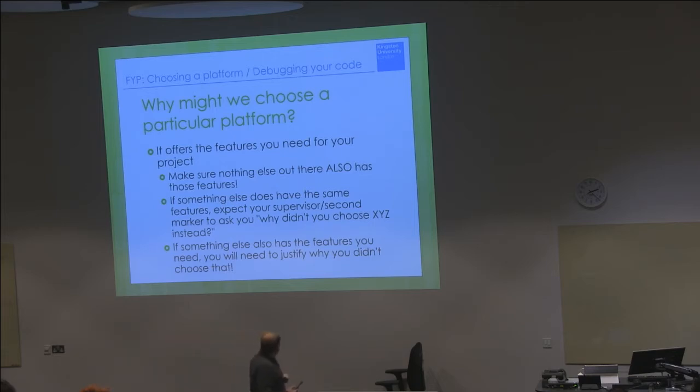A particular platform may be chosen because it offers features you need for your project. But by that token, if you're going to use that as a justification, make sure nothing else out there also has those features. So if something else has the same features, then expect your supervisor or second marker to ask, well, why don't you choose X, Y, Z instead? All right? So if something else out there has the features you need, you'll need to justify why you didn't choose it.